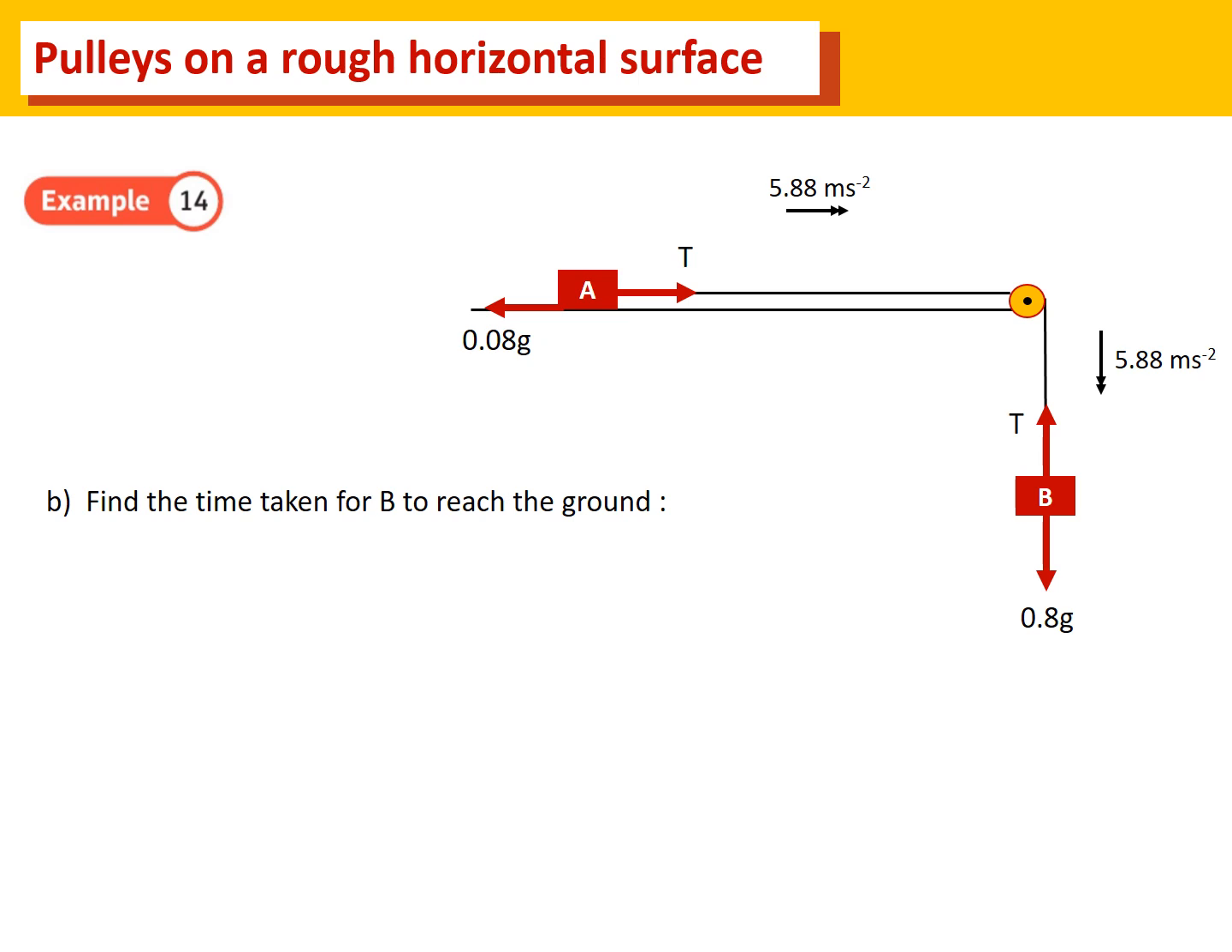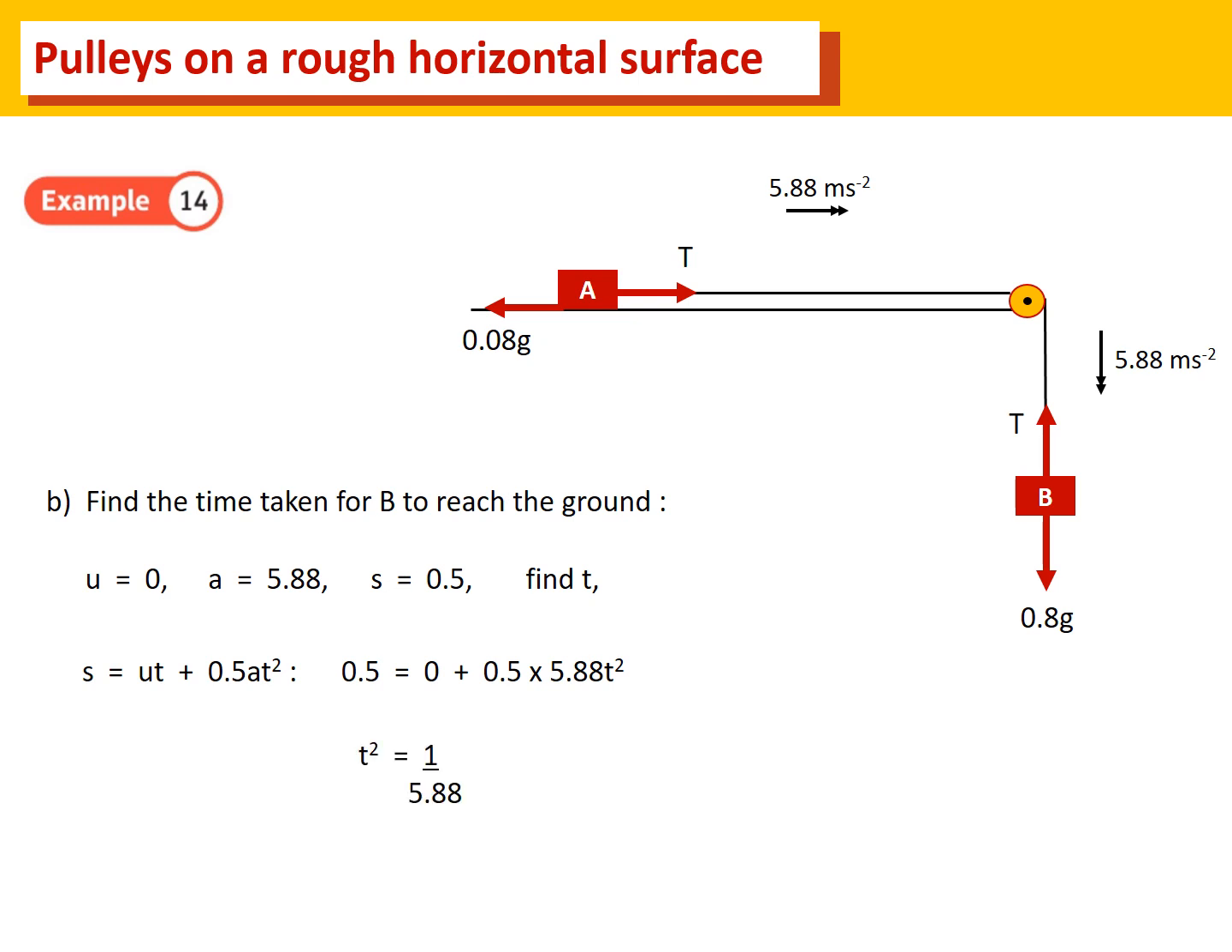Find the time taken for B to reach the ground. Well, initially it starts off with a speed of 0. The acceleration is 5.88. It's not 9.8 because the acceleration is in the pulley system. The distance travelled to the ground is 0.5 meters, and we just need to find the time t. And we can use SUVAT equations because this acceleration here is constant. So using s equals ut plus a half at squared, substitute those values in, and we end up with 0.412 seconds to three significant figures.